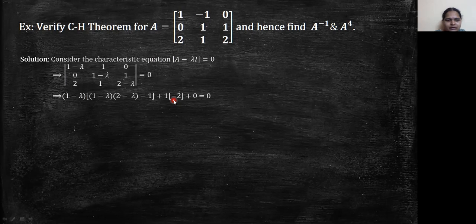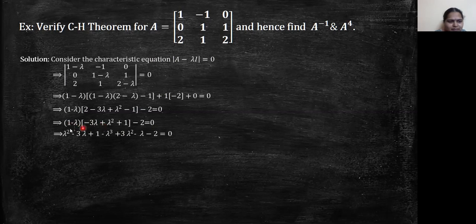Now we will simplify. 1 minus lambda into the multiplication of 1 minus lambda into 2 minus lambda: the constant will be 2, then minus 2 lambda minus lambda will give minus 3 lambda, and plus lambda square, minus 1 we have, then minus 2 equal to 0. Then 1 minus lambda into lambda square minus 3 lambda, 2 minus 1 plus 1 minus 2 equal to 0. Then multiply these two elements.